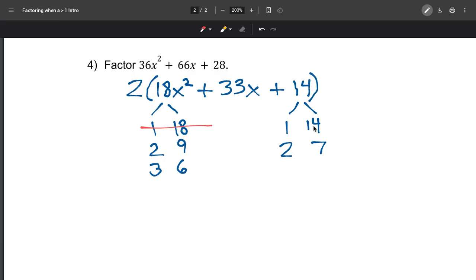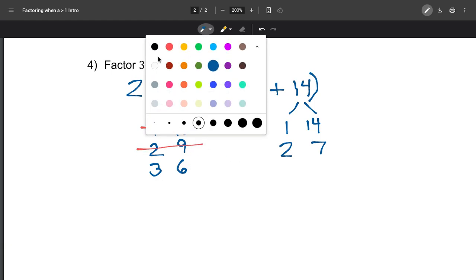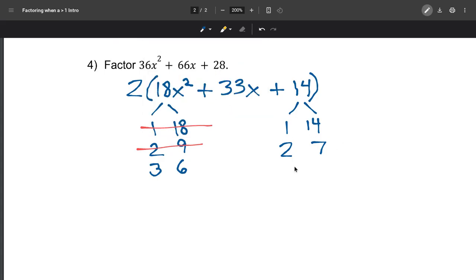Okay, 9 times 14 goes over. 9 times 1 and 2 times 14 is under. 9 times 7 is 63, but then 2 times 2 is 4. So that gets me to 67, which is very close, but it goes over, and 9 times 2 is 18, plus 14, that doesn't work. So we're left with 3 and 6. We know we want to use those. And we either want to use 1 and 14 or 2 and 7.